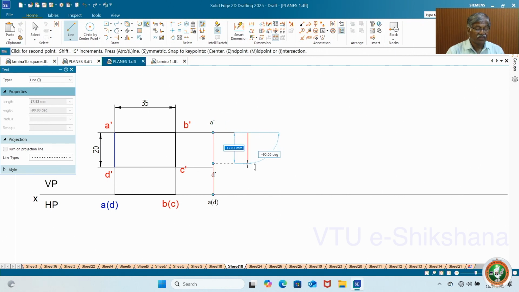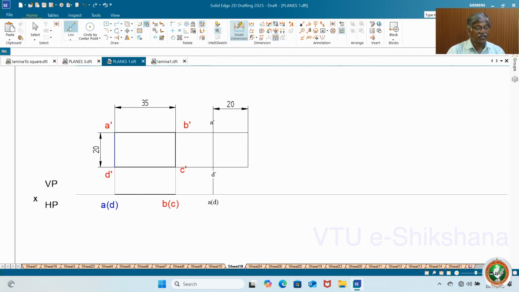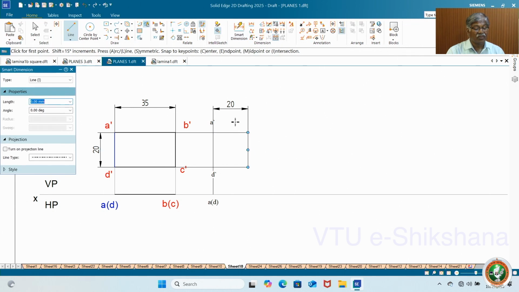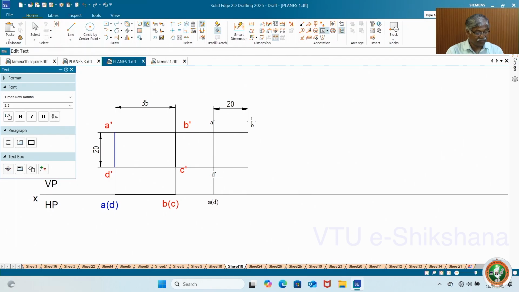Then sometimes a midpoint problem will be there, so that is why you can always take care of this. Now this is the front view we are interested in. Now you measure, this is 20. Fine. Now this is also 20, and that becomes a square. Now extend this.